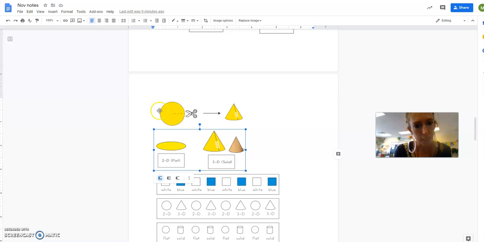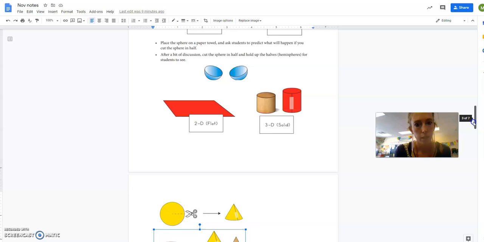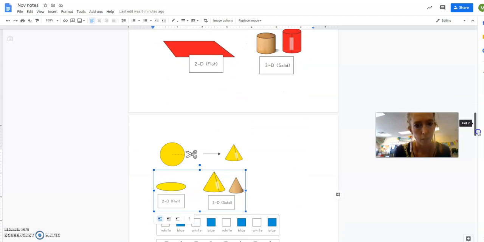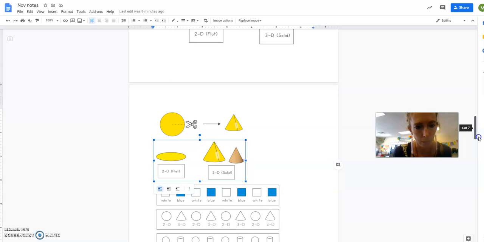And what's cool is you can take your circle, make that little cut right there to the middle, and then you're able to form a cone. So a circle that forms a sphere, and then a circle that forms a cone.